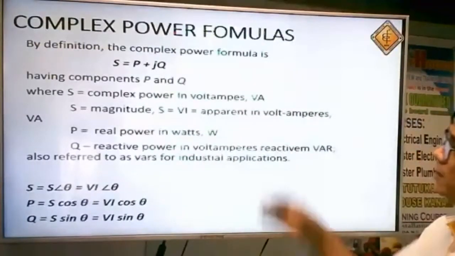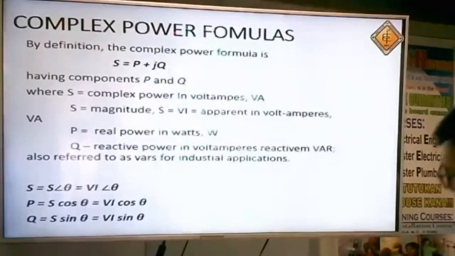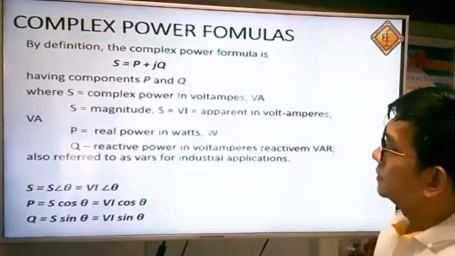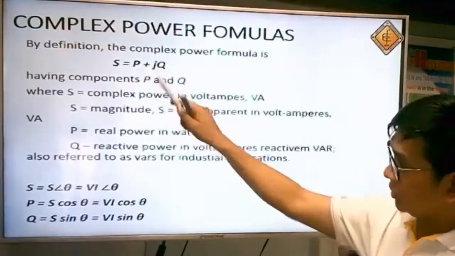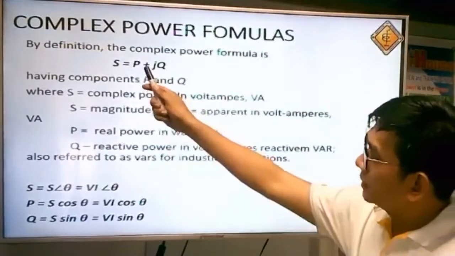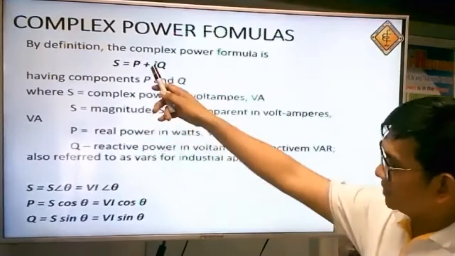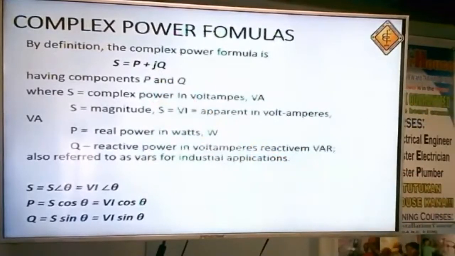We have the complex power formulas. By definition, the complex power formula is S equal to P plus jQ. Well, actually, this jQ can be positive, it can be negative. So I will first draw on our board what we call the power triangle.